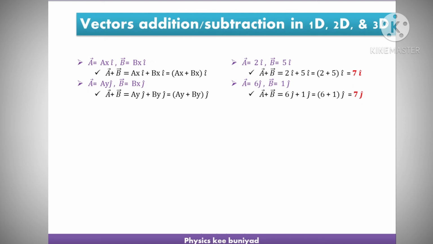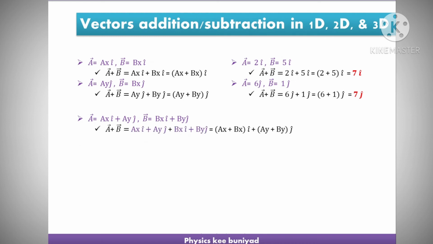Now in two dimensions, we know the basic representation in the two dimensional plane is vector a equal to ax i cap plus ay j cap, and vector b equal to bx i cap plus by j cap. Now if we add vector a and vector b, it will give you ax i cap plus ay j cap plus bx i cap plus by j cap. Now if we take the common i cap and group the similar terms, we will write ax plus bx into i cap, similarly plus ay plus by into j cap.